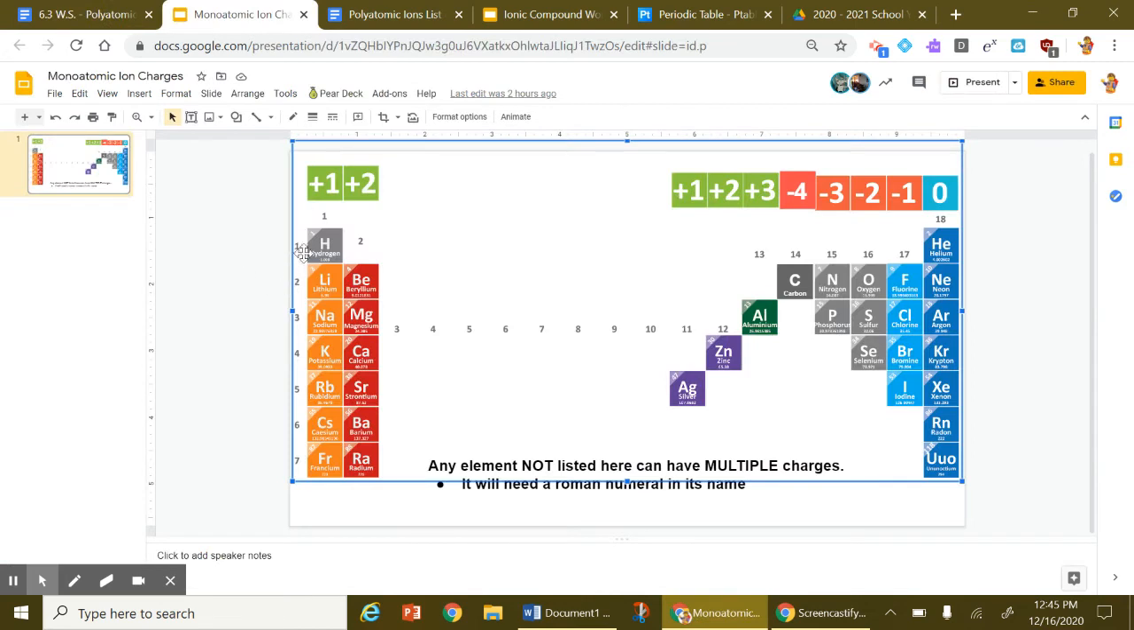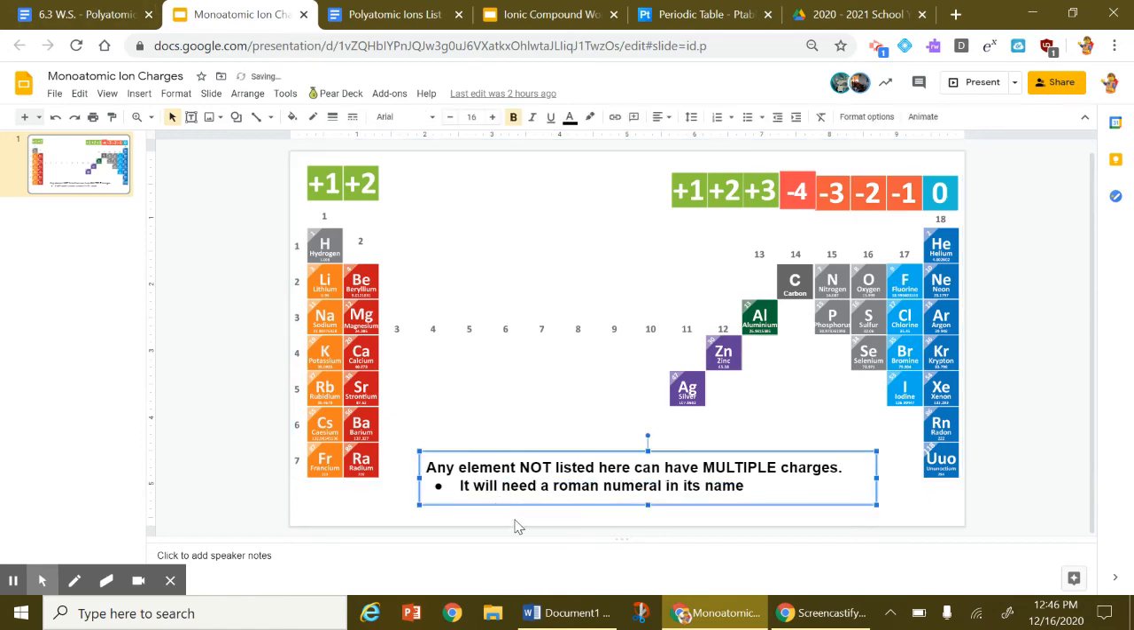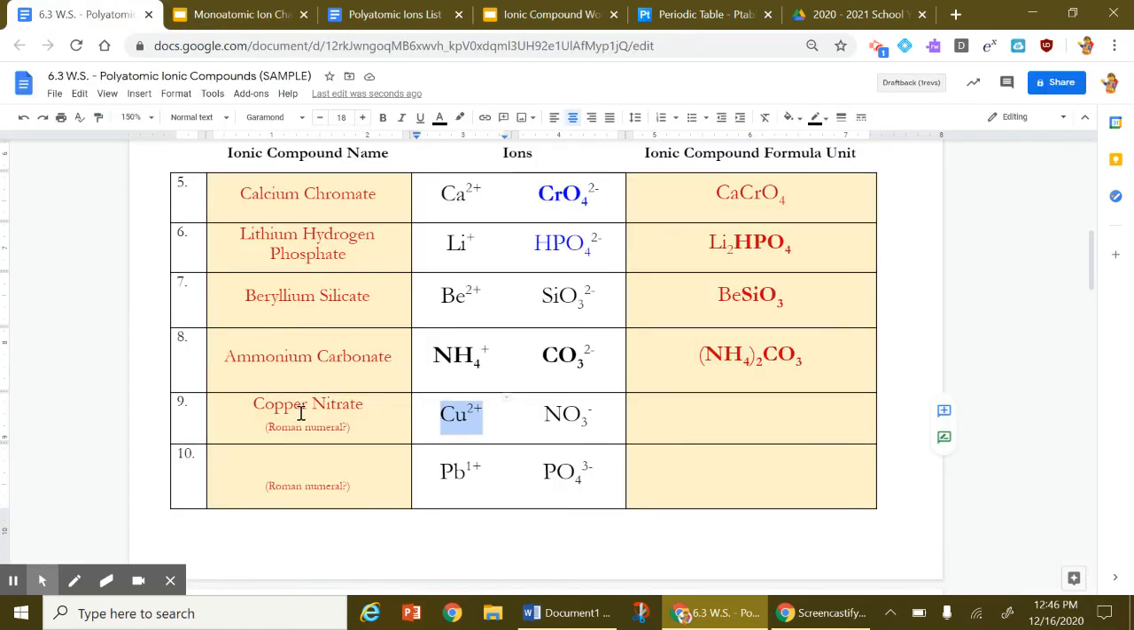Let's take a look. Copper, Cu. I don't see it. I don't see copper here, which means that it's an ion that can have multiple charges. You will need to have a Roman numeral in the name. Okay, so this is copper(II) nitrate. Now it's time for the formula.